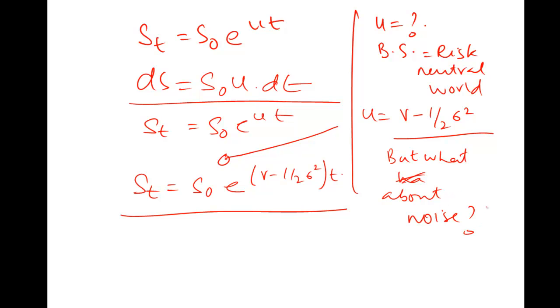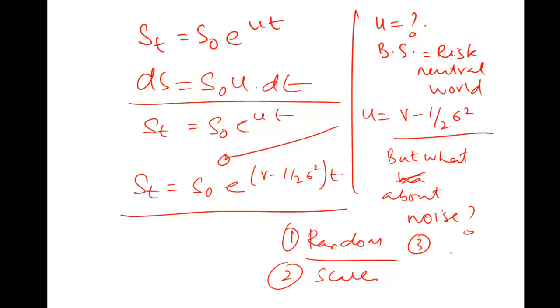But what about noise? How do we model noise? What does our next step involve? So noise is, we know it's random, one. We know that it has to scale, it jumps up and down, so the size and magnitude of movement itself is also not constant, which means it's proportionate to something. So three questions: how do you model randomness, how do we scale it, and what is it proportionate to?